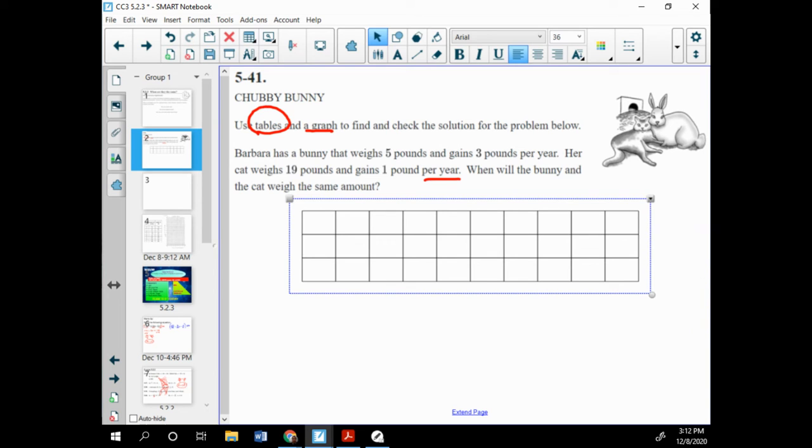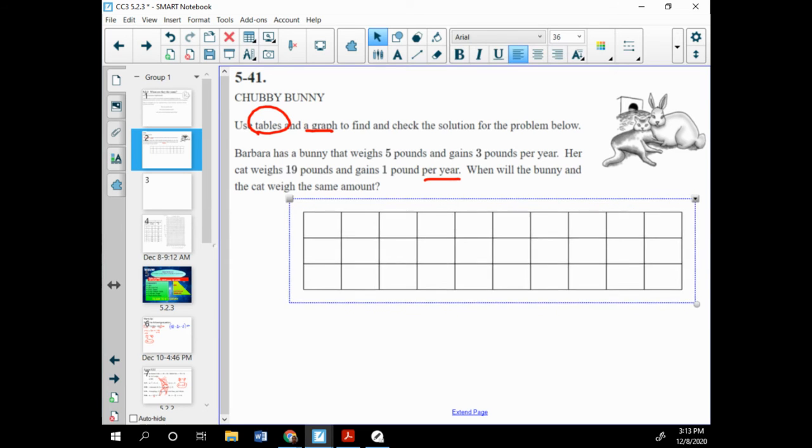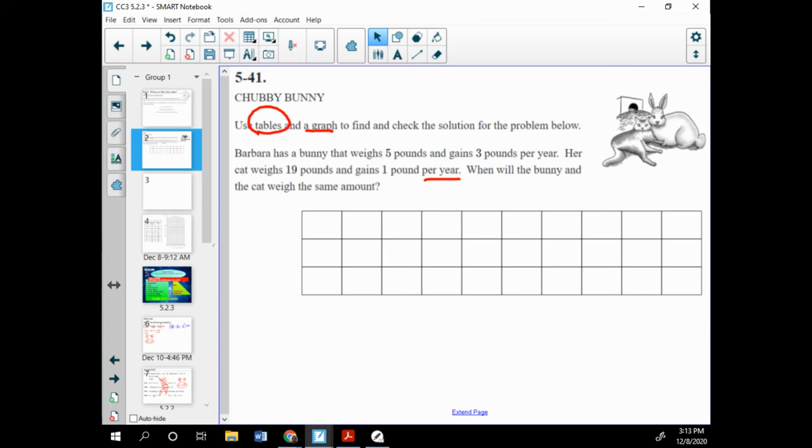Now, again, I still am going to start by... Come on. Sorry, my smartboard is acting up. There we go. Up here, I'm going to have the years passed, and this time I'll just put years passed. And then here is going to be the weight of bunny.